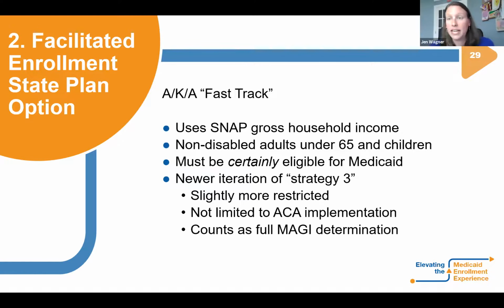This kind of takes the place as far as more permanent option. And this counts as a full MAGI determination. So a state could use it at application and renewal, and the next renewal, and the next renewal. It can be used continuously. So it's very valuable. And this is one that might be more valuable in a state with separate SNAP and Medicaid administration, because you essentially have to check that the person's on SNAP and meets these couple of high-level requirements, and then you can leverage that for Medicaid enrollment.